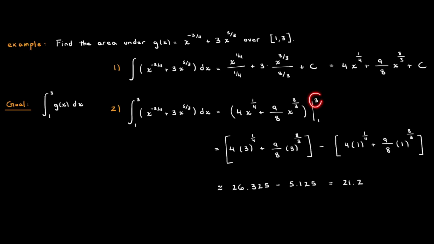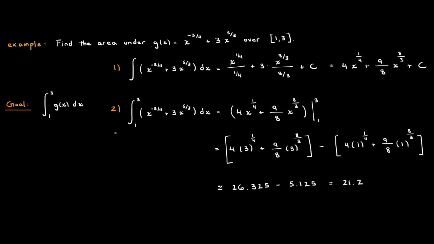So this means we have to take 3 and plug it into this function. That is represented by this expression. And then minus, we need to plug in 1 into this function, and that is this expression. Now you can use your calculator to evaluate this number, and you'll get like 26.325 minus 5.125. Subtract those two, you get 21.2.